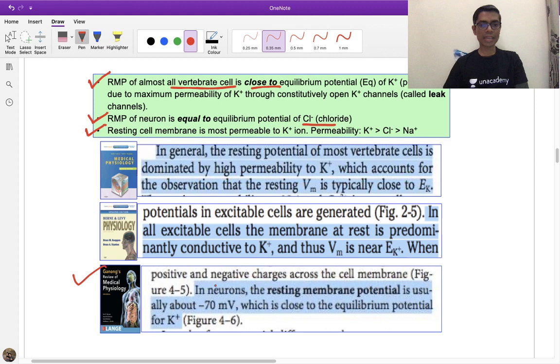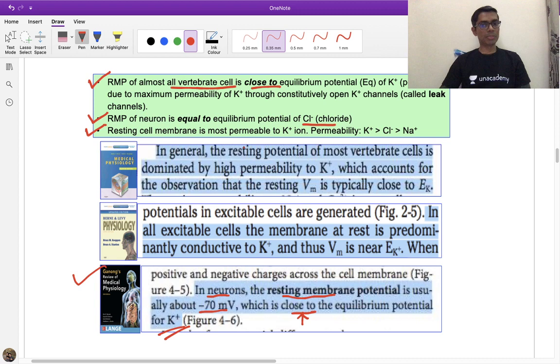If you follow Ganong, he also writes that in a neuron the resting membrane potential is usually about minus 70 millivolt, which is close to, note down the word, close to the equilibrium potential of potassium. So please remember. So what is the difference between RMP and equilibrium potential?